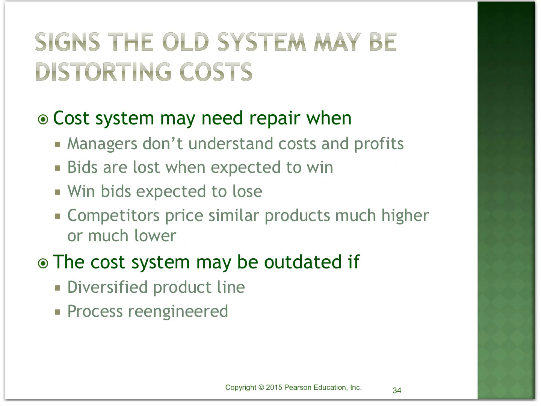Broken or outdated costing systems continue to report product costs, which are then used to make other decisions. How can you tell if a cost system is broken or needs repair or should be updated? Cost systems may need to be repaired when: 1. Managers don't understand costs and profits. 2. Bids are lost when they were expected to be won. 3. Bids are won when they were expected to be lost. And 4. Competitors price similar products much higher or much lower.